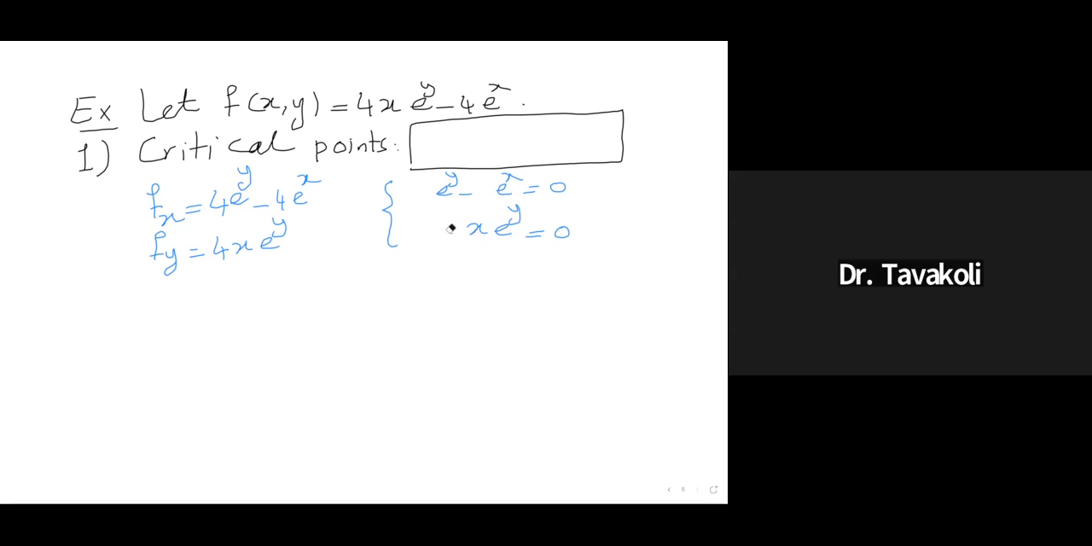Now, in the second equation, I see that x times e^y is 0. You know that e^y can never be 0. So the only possibility is x is 0. So from here, I can conclude that x is 0.